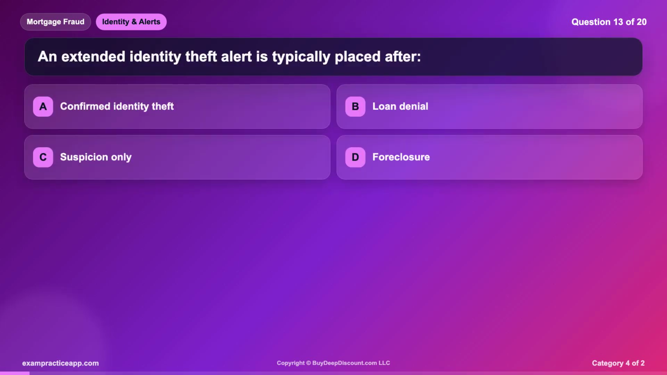Question 13. An extended identity theft alert is typically placed after option A, confirmed identity theft. Option B, loan denial. Option C, suspicion only. Option D, foreclosure. Take a moment to choose your answer. The correct answer is option A, confirmed identity theft. Explanation: Extended alerts are used when identity theft has been confirmed.